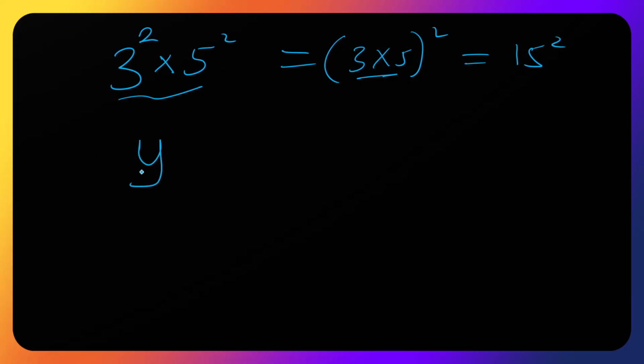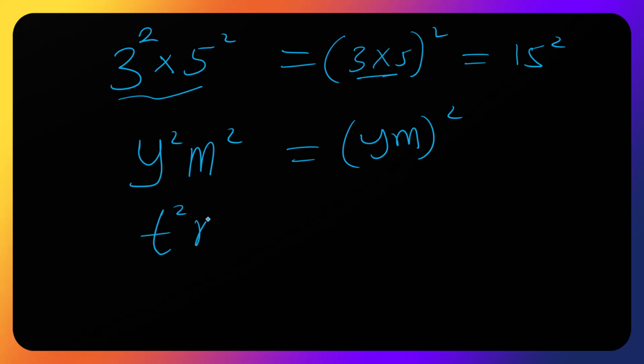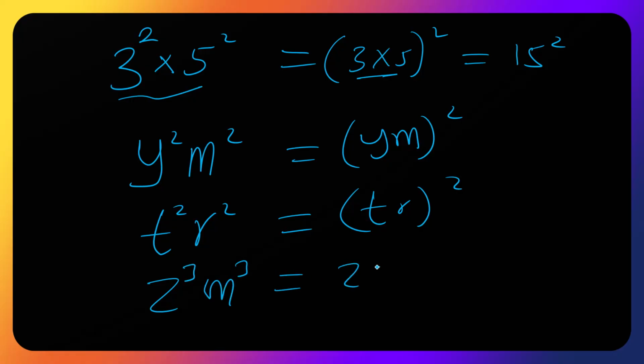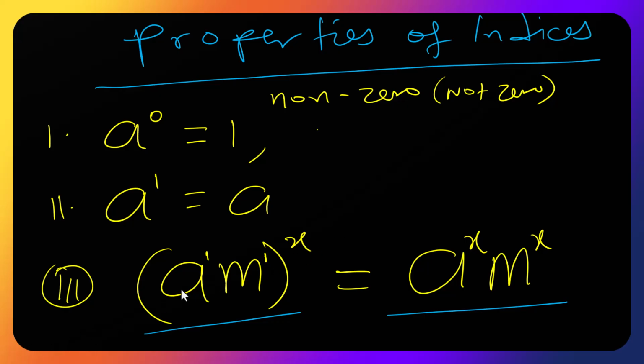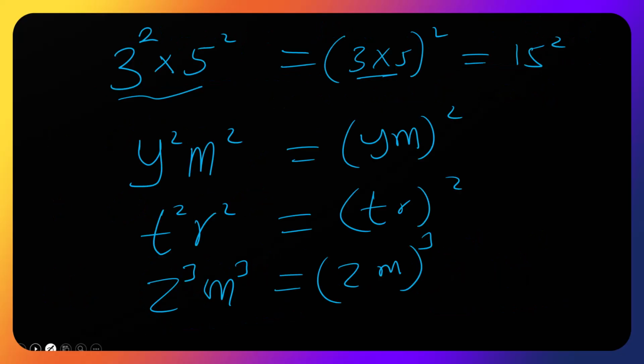So y squared m squared is the same as ym all squared. t squared r squared will be tr all squared. z to the power of 3, m to the power of 3, that will be zm all cubed. Alright, so that's that. So we have so many examples. Now let's quickly talk about the negative index.